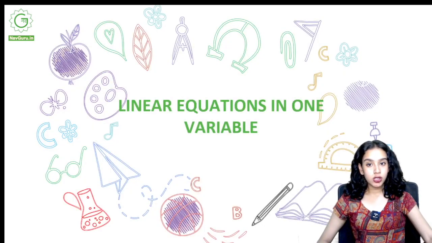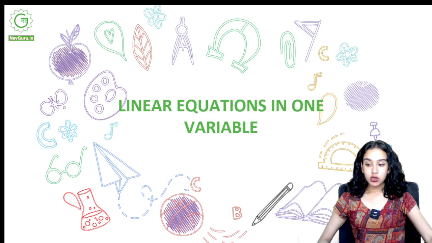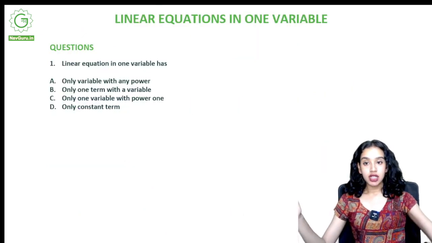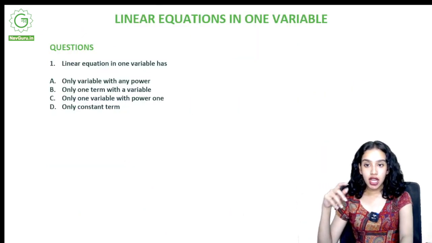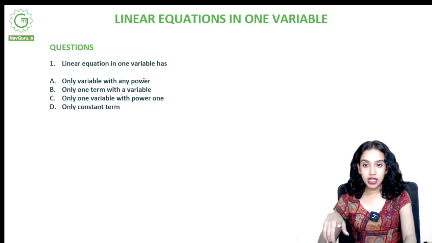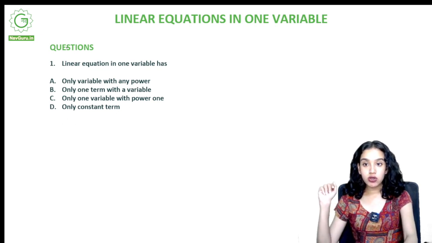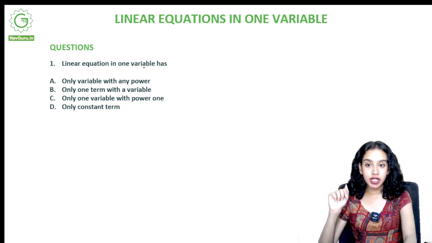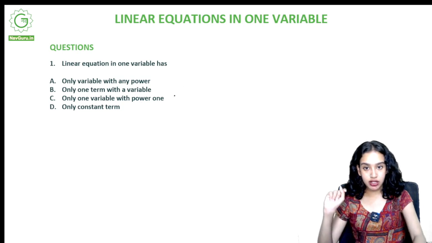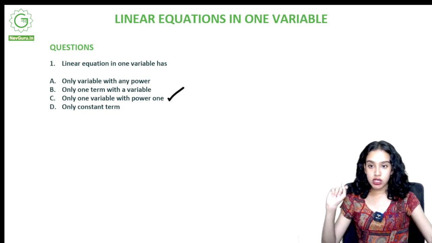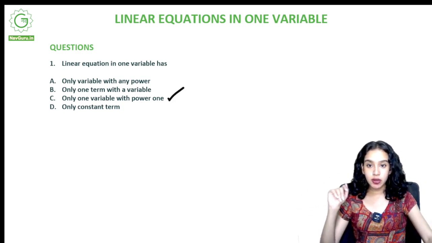Let's move on to solving some problems from the chapter linear equations in one variable. So let's go on to the first question. Linear equation in one variable have only variable with any power, only one term with a variable, only one variable with power 1, only constant term. So what do we have in a linear equation with one variable? We have one variable and the power as 1. So the answer is C, which is only one variable with the power 1.